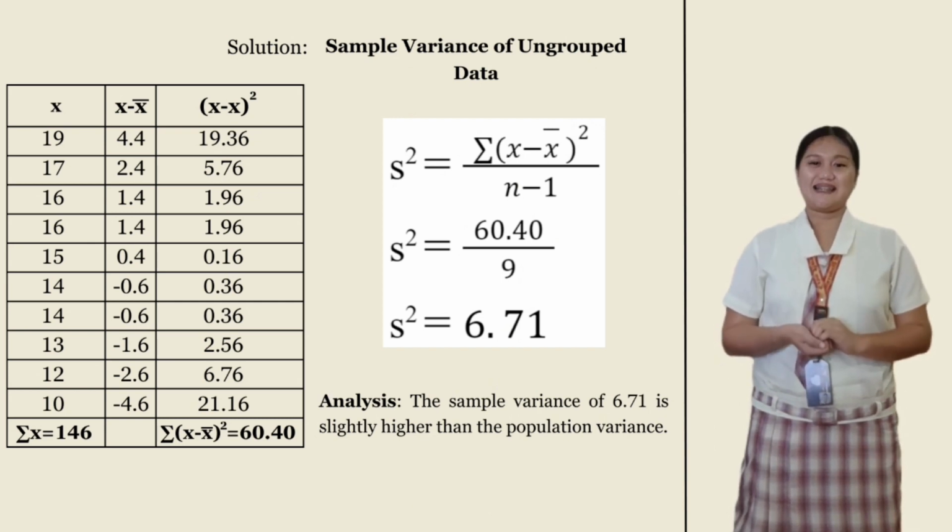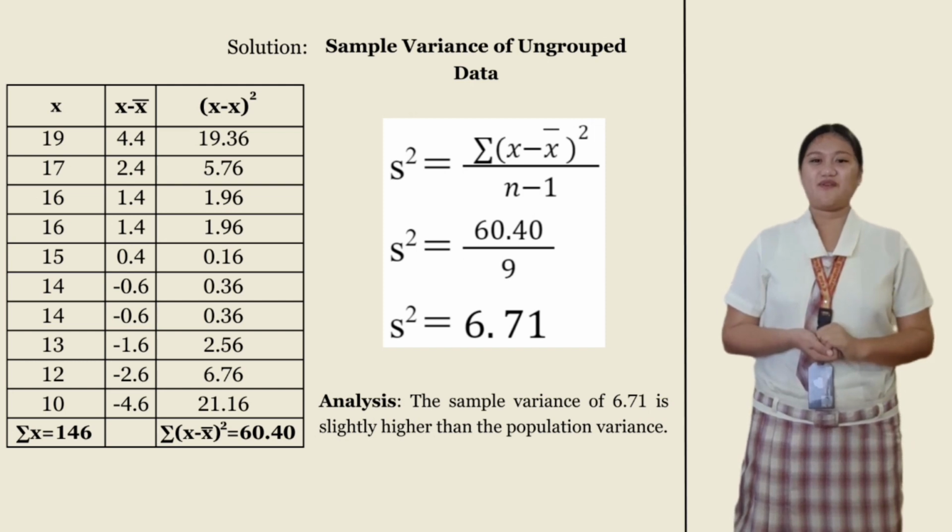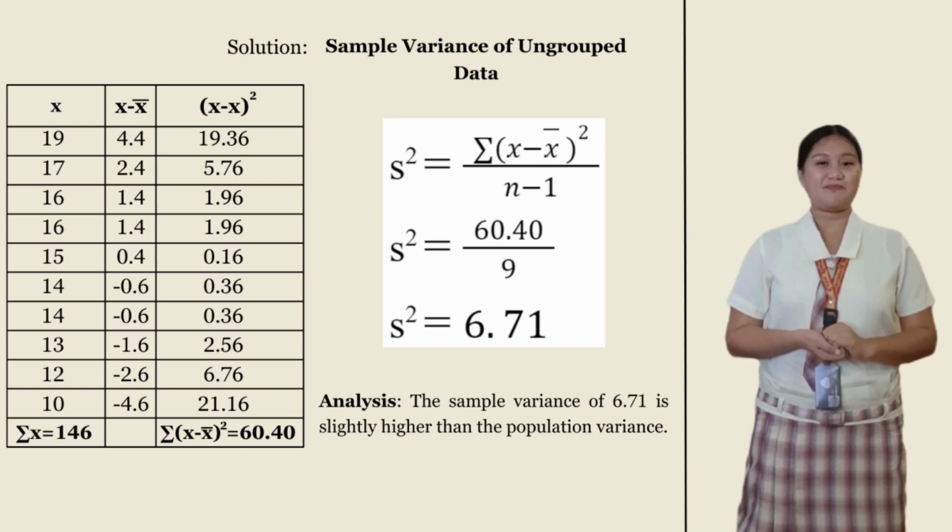The analysis is the sample variance of 6.71 is slightly higher than the population variance. The sample variance provides an estimate of the population variance based on the sample of 10 students.